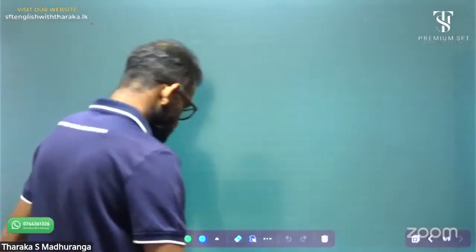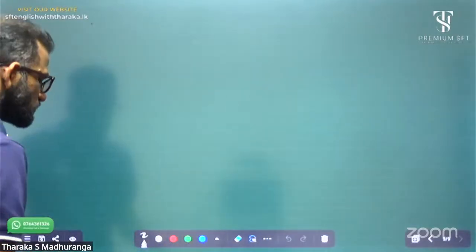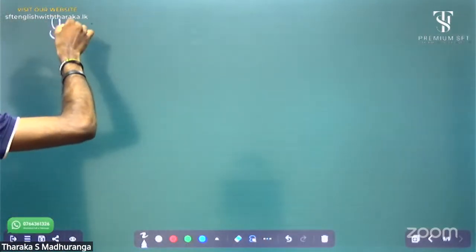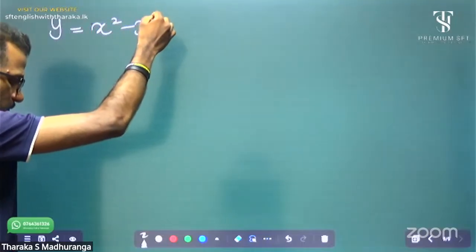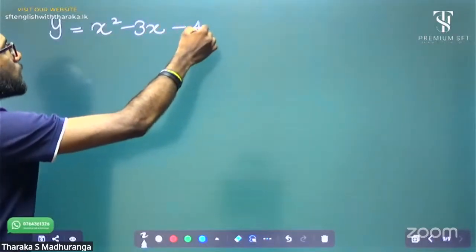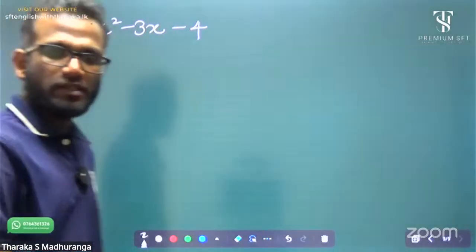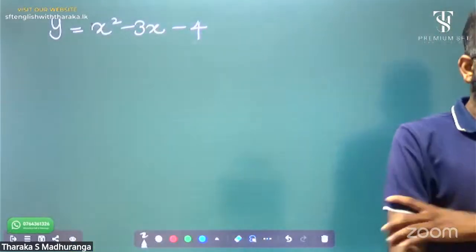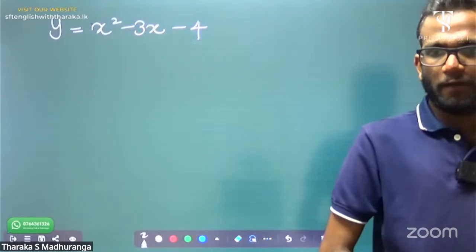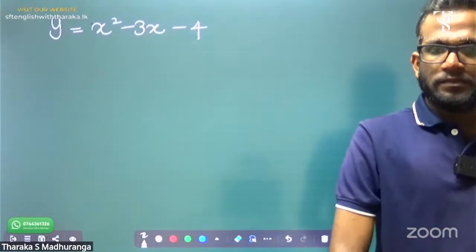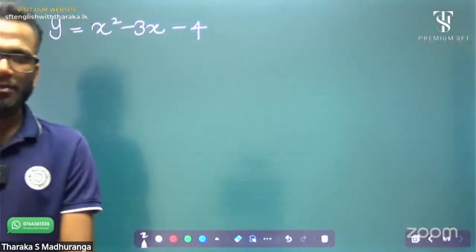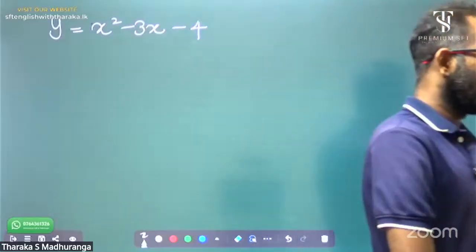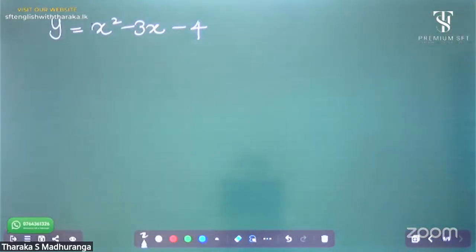Okay, final one. y equals x squared minus 3x minus 4. Maximum or minimum? Minimum. Now you can calculate the minimum point coordinates, the x and y coordinates of the minimum point. Calculate quickly.